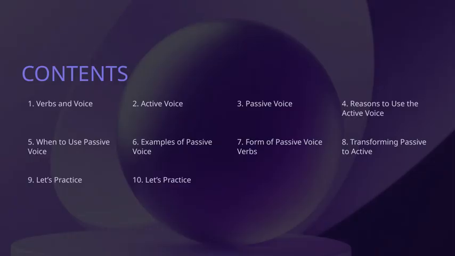Let's take a quick look at the contents of today's presentation. We're going to start by exploring the relationship between verbs and voice. Then, we'll dive into active voice and compare it with passive voice to understand when and why to use each one. We'll look at some examples of passive voice and discuss the forms of passive verbs. We'll also cover reasons to favor active voice in your writing. Later, we'll see how to transform passive sentences into active ones and practice applying these concepts ourselves. This overview helps us see how all these parts fit together to improve our writing clarity and style.